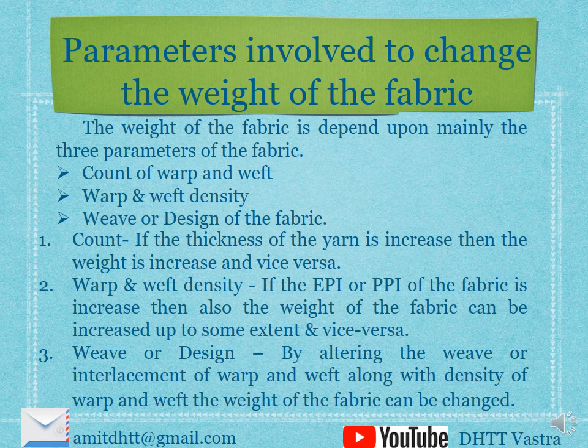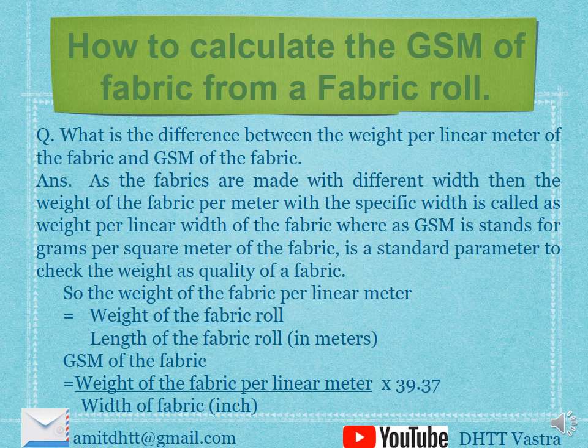And third, weave, which we can also say is a pattern of interlacement. By changing or altering the weaves or interlacement of warp and weft, along with the density of warp and weft, the weight of the fabric can be changed. So these are the main parameters to increase or decrease the weight of the fabric. Next, how to calculate the GSM of the fabric from a fabric roll.